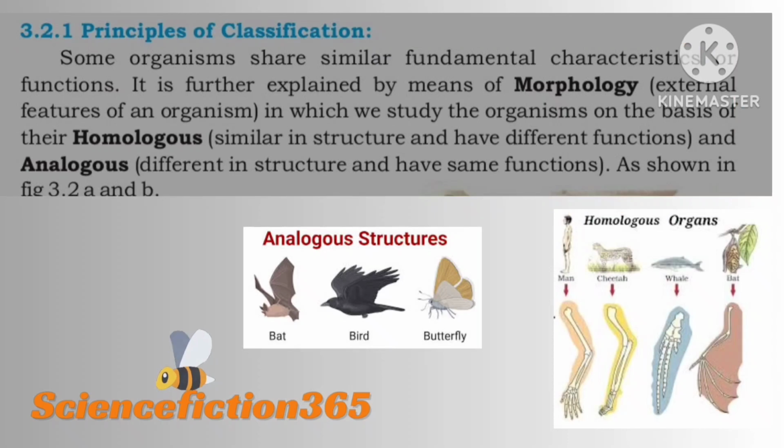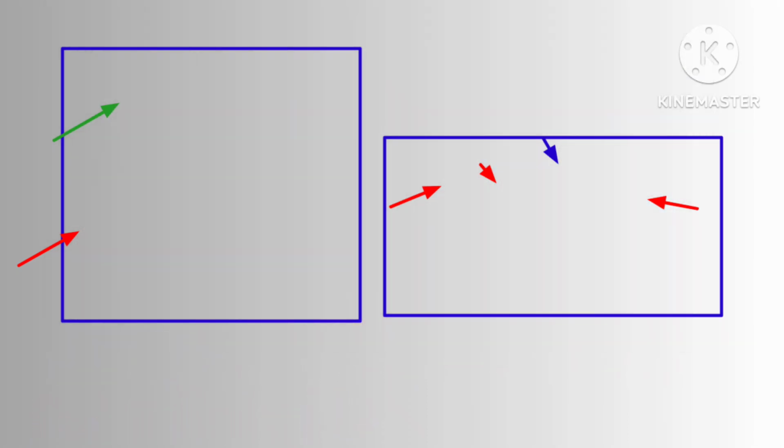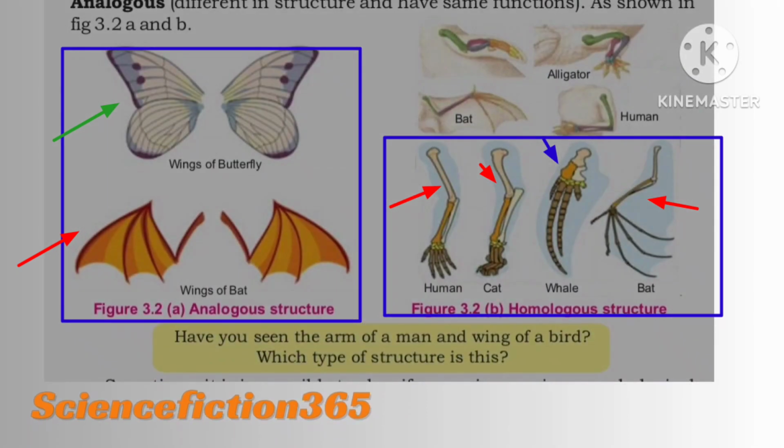Let me share some examples. For example, the bones in the front flipper of a whale are homologous to the bones in the human arm, cat as well as bat. They all have the same structure but differ in function. How do they differ in function? For example, a bat uses wings for flying. A whale uses its flippers for swimming. A cat uses its limbs for walking, running and other different purposes. Humans use arms for different tasks.